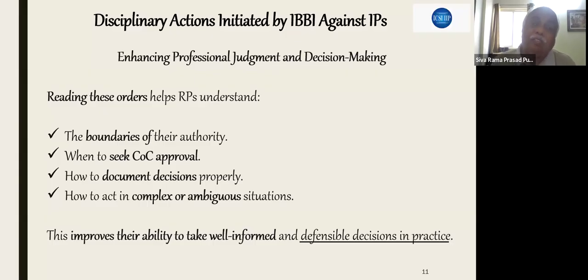How to act in complex, ambiguous situations? Once you are involved in the CIRP process, once you are fully involved in the liquidation, nothing will happen. Definitely, even tough situations also. In the first one or two cases, the problems may be there. After that, it is a cakewalk for you. This improves their ability to take well-informed and defensible decisions in practice.